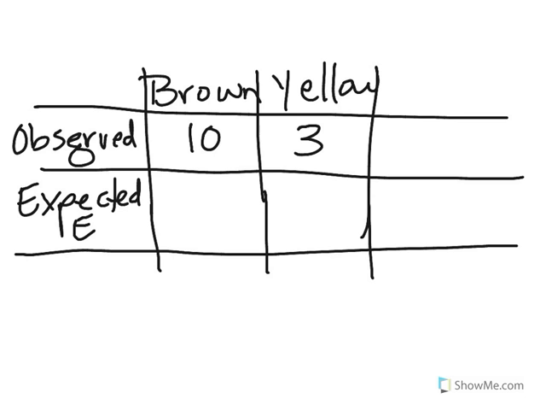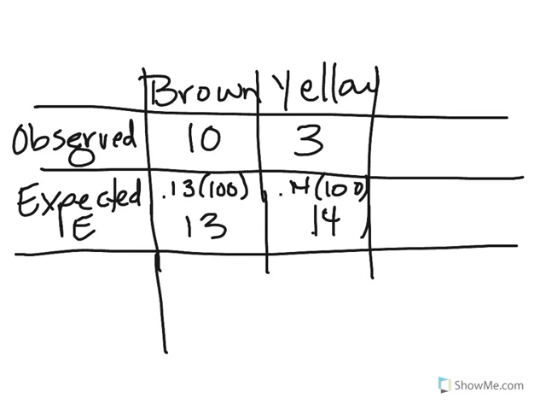If that were the case, we would expect 13 of them to be brown, because we would take 13% of our total. In that case, it would be 100, and that would mean we'd expect 13. 14% of 100 would be expected to be 14. So keep in mind that this expected row is one you're going to have to calculate.